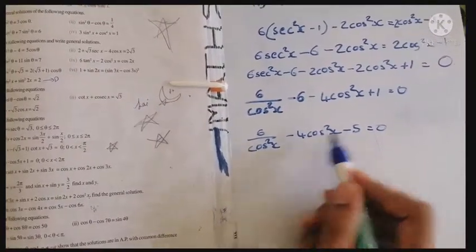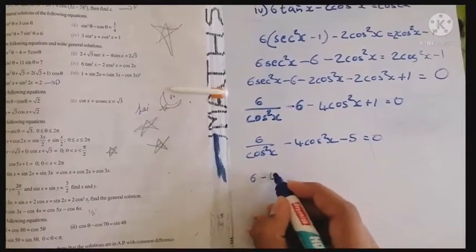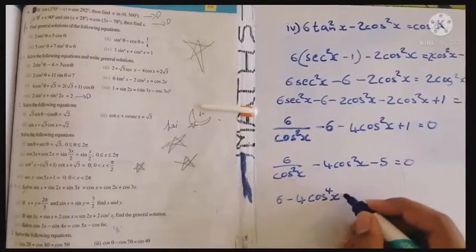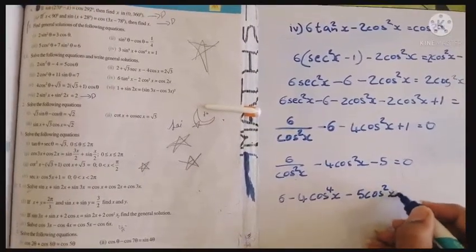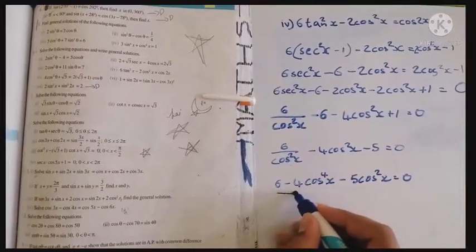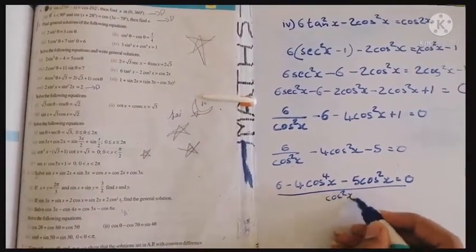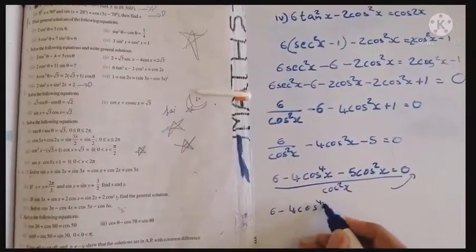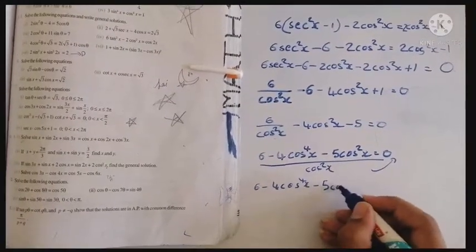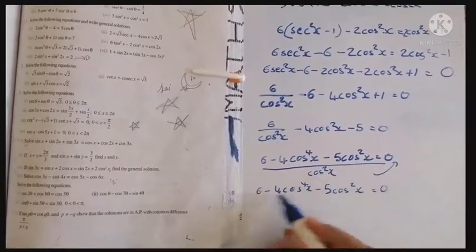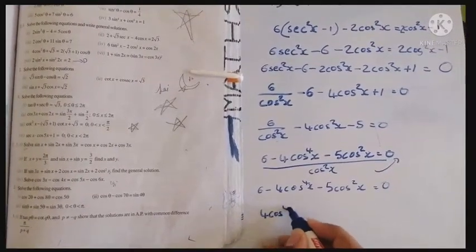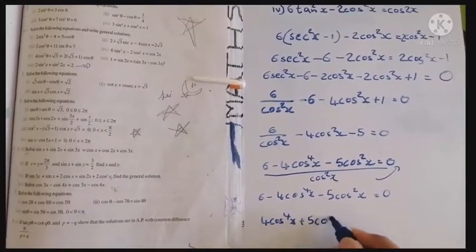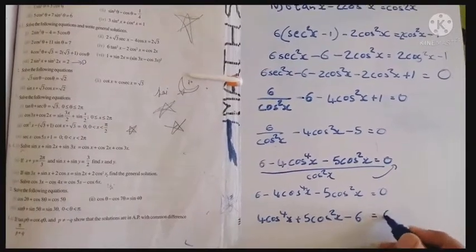So multiplying this to this and this, 6 minus 4 cos power 4x minus 5 cos square x is equal to 0. We'll send cos square x to the right hand side. So the equation will be 6 minus 4 cos power 4x minus 5 cos square x is equal to 0. Now we will take minus common, so 4 cos power 4x plus 5 cos square x minus 6 is equal to 0.